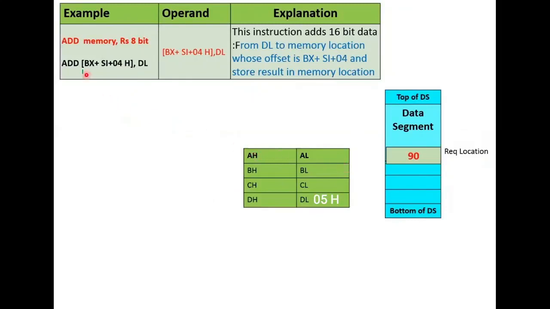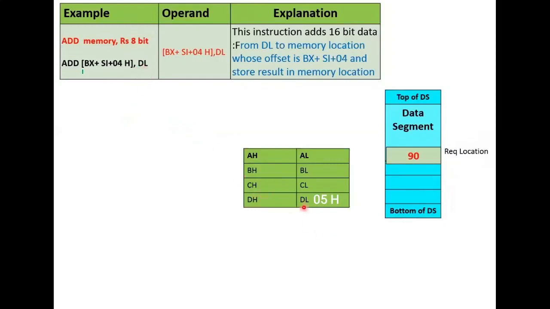Now the next one: the base register is given, the index register is also given, plus the displacement is also given. All are given inside the square bracket. Whenever a square bracket is given, we should understand that it is an offset or memory location. By seeing this DL, we should understand that this is an 8-bit addition. We are going to perform 8-bit addition.